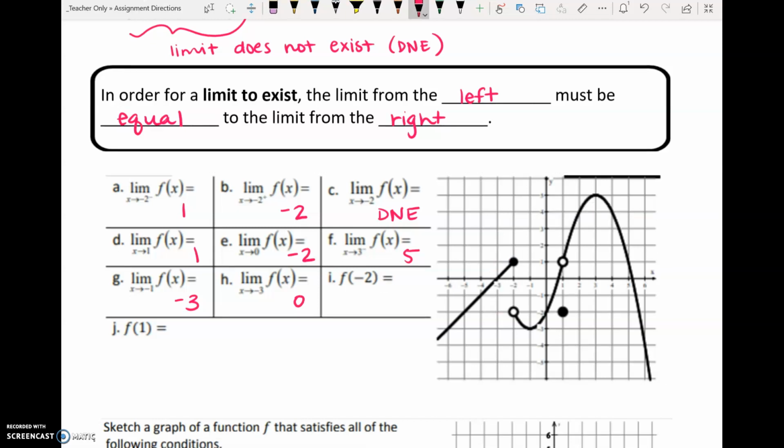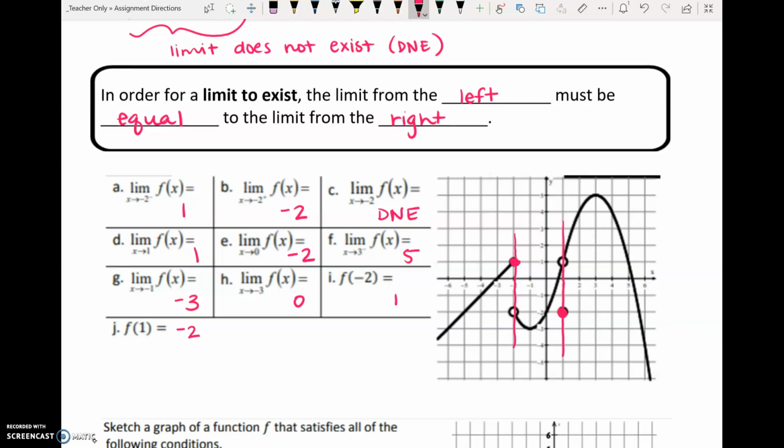And now f of -2 means I care about the actual function at -2, not the limit. I care where there's a closed point. In this case, it is at 1. And in J, f of 1, again, means I don't care about the limit. I care about where there's a closed function. So in this case, f of 1 is -2.